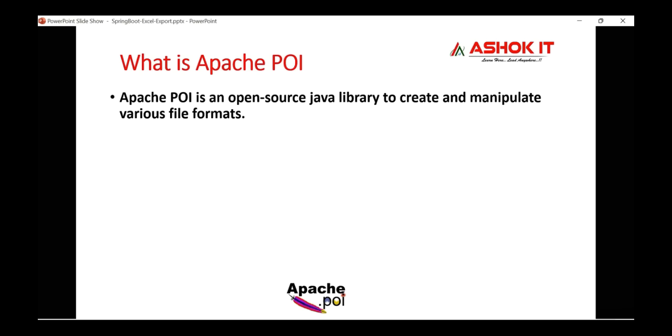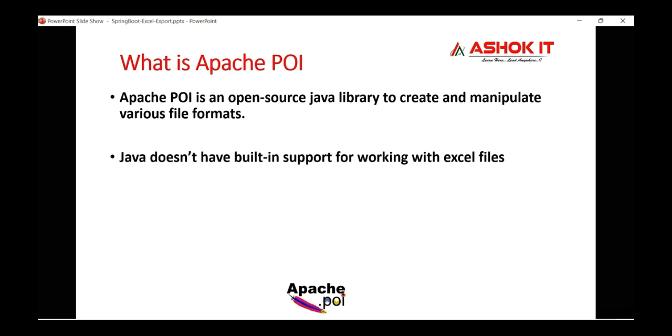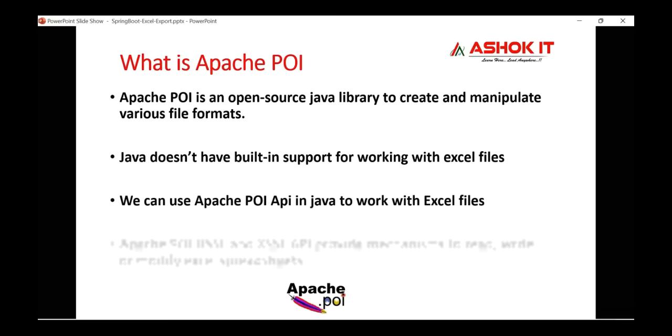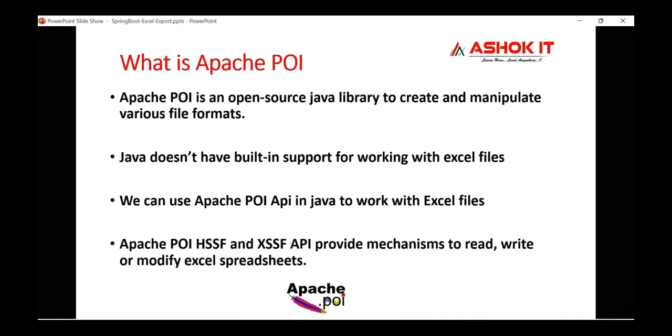Why do we need to use this Apache POI third-party API? Because in Java, there is no built-in support to work with Excel files directly. If you want to create the Excel file or if you want to read the Excel file data, Java does not have any direct support. That's why we are using Apache POI API. In this Apache POI API, we have several classes and methods to work with the Excel file, like HSSF and XSSF APIs available to read, write, and modify Excel spreadsheets.